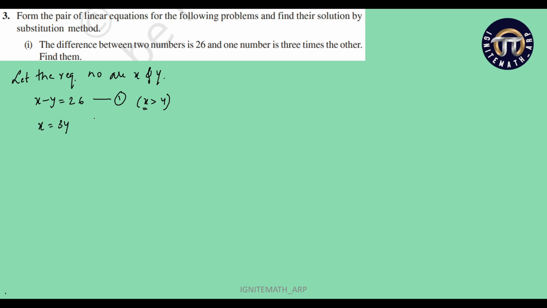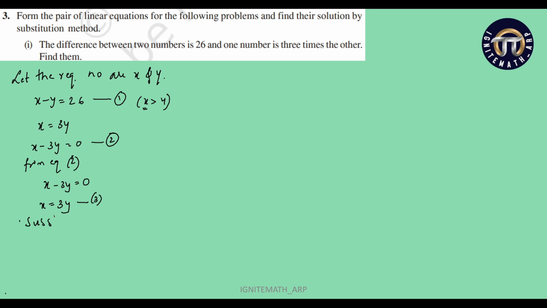Bigger number is 3 times the smaller number. So I can write this as x minus 3y is equal to 0. That is your second equation. Clear? Right. So from equation 2, in fact you can write the previous step also. x minus 3y is equal to 0, x is equal to 3y. So I'll call this equation 3.